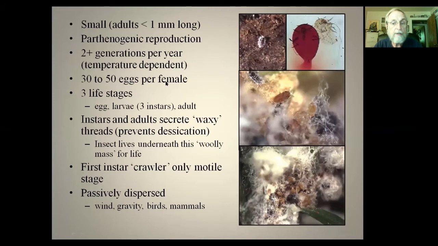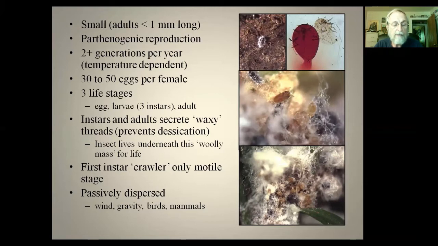So the adelgid itself is a very small insect. It's only a millimeter in length. It's parthenogenic. Only females exist in this country, and it reproduces asexually. It has at least two generations per year. If the weather is warm enough or it's low enough in elevation, there may be a third generation. At least in our part of the world, egg production per female has only been around 30 to 50 eggs per female, although the literature has numbers that are much higher than that.